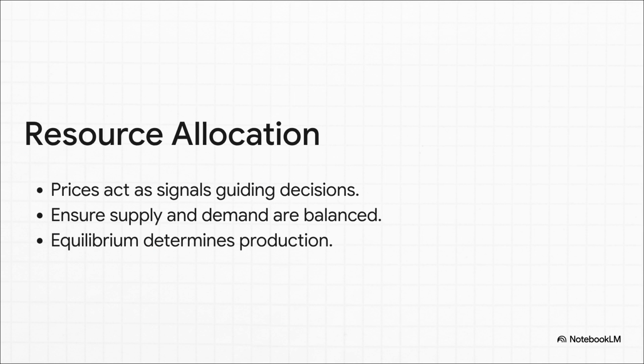Let's zoom out for a second and bring this explainer home. Why does all of this actually matter? What's the big takeaway here? It's that prices aren't just random, arbitrary numbers slapped on a tag at the grocery store. Prices are vital, dynamic signals. They act as the communication network for our entire society, guiding human decisions and carefully balancing the allocation of the world's incredibly scarce resources. Ultimately, that equilibrium price decides exactly who gets to consume a product and who is willing to step up and produce it.